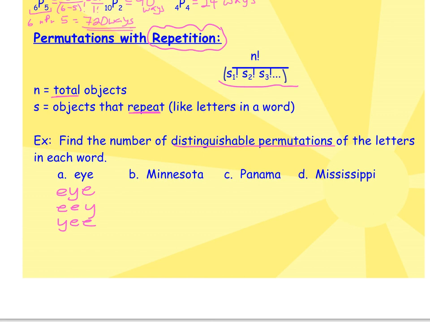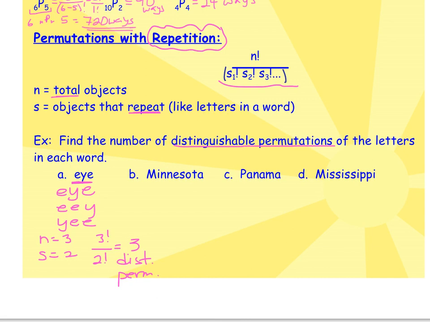So here's how the definition works. There are 3 letters, so N equals 3. There are 2 letters that repeat, so that's your S. By definition then, we have 3 factorial divided by, there's only 1 repetition letter, so that would be 2 factorial. Please type that into your calculator, 3 factorial divided by 2 factorial. And you should get 3 distinguishable permutations. So I'm just going to write dist perm. There are 3 different ways we could rearrange the letters in the word EYE.